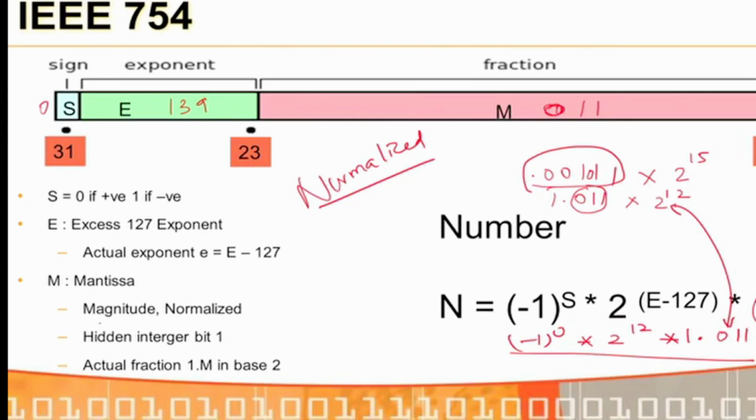Yes. How would you represent 0? We will come to that. So m is the mantissa, which is the magnitude of the number, normalized. There is a hidden integer bit 1, and of course the actual fraction is 1 point m.